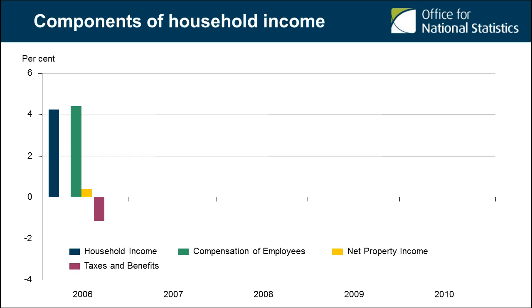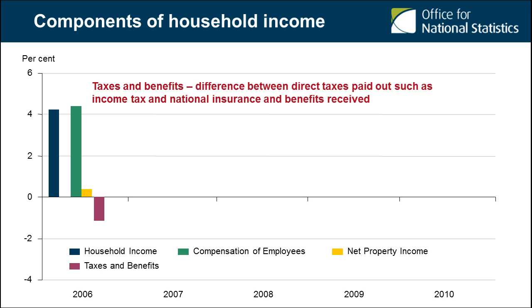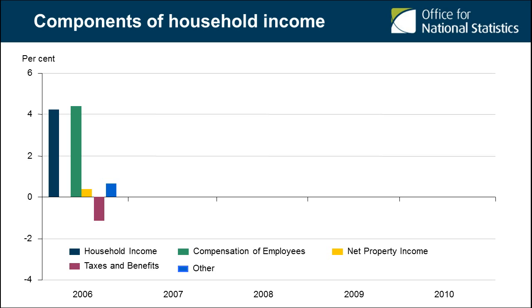Another main component of household income is the difference between taxes paid, where we look at direct taxes such as income tax and national insurance, and benefits received. In 2006, this difference actually contributed to pulling household income down, shown here by the bar being below 0%, and means that in the UK in 2006, growth in taxes paid by households outstripped growth in benefits received. There are also other contributors to household income, which we will group here as other. So, adding each of these components gives the growth rate of 4.2%, and we can see that in 2006, it was income received from the compensation of employees, mainly through wages and salaries, that meant household income increased.